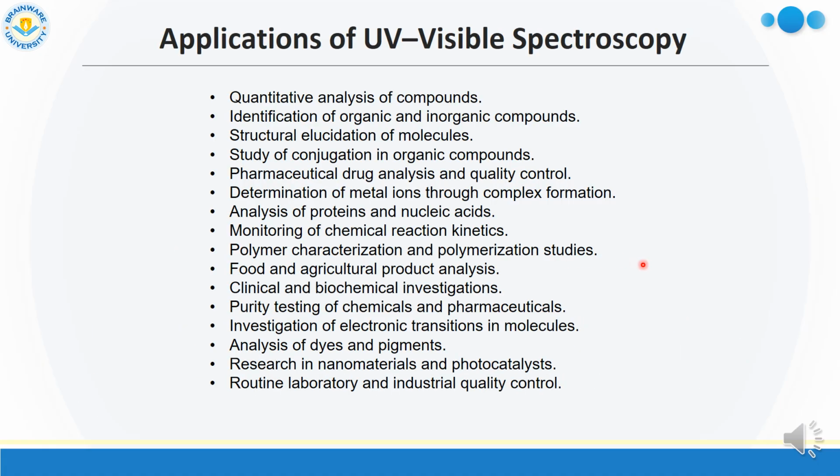There are huge applications of UV visible spectroscopy. It can be used in quantitative analysis of compounds, identification of organic and inorganic compounds, structural elucidation of molecules, and study of conjugation in organic compounds. It can be widely applied in pharmaceutical industries. It is very helpful in the analysis of proteins and nucleic acids and in monitoring chemical reactions, kinetics, etc. Now that is all about our UV visible spectroscopy or electronic spectroscopy.